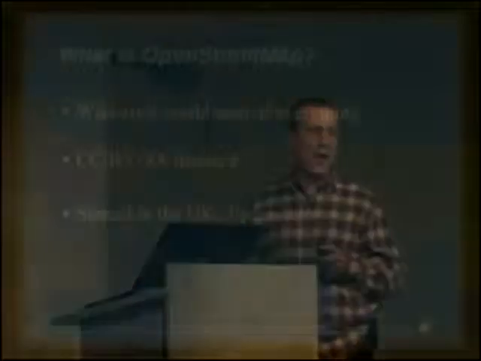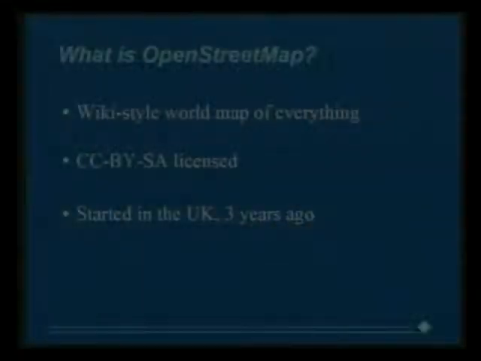OpenStreetMap was started 3 years ago in the UK. Meanwhile, the community has grown from the UK to enclose most of Europe and a few places outside of Europe. South Africa is really strong. We have people in Australia, of course, and we have lots of data in the US. I'll come to that later, but not a big community in the US yet.